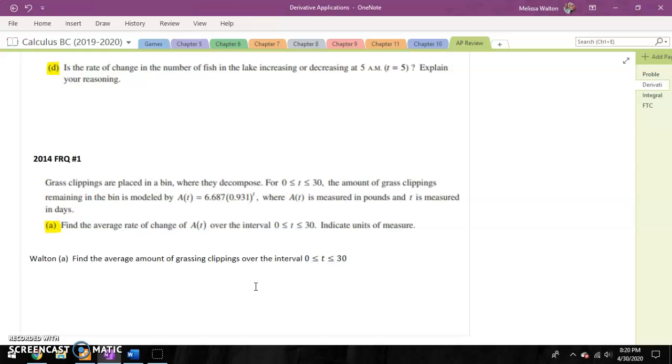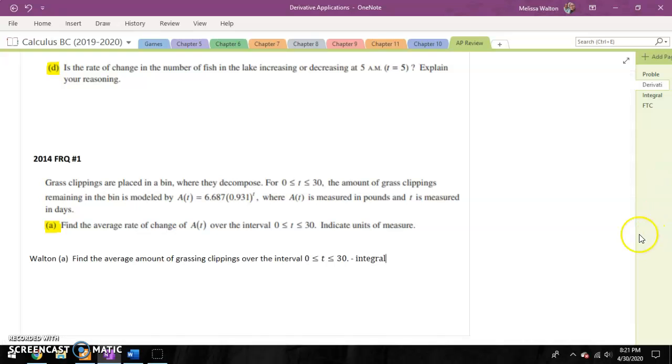How has this question changed? We're not asked about the average rate of change. We're not asked how this is changing from 30 to 0. This is saying, what is the average amount of grass clippings over this interval? Well, you would add up all of the grass clippings and then divide by 30. So this one would require your integral.